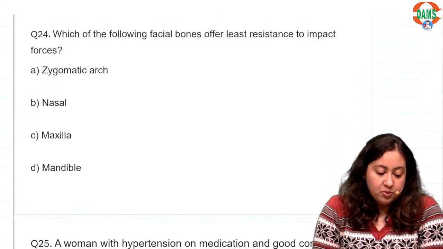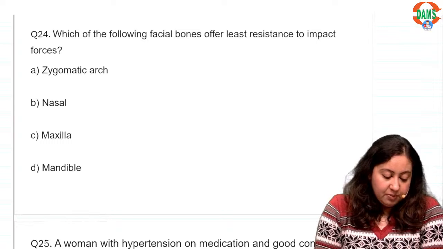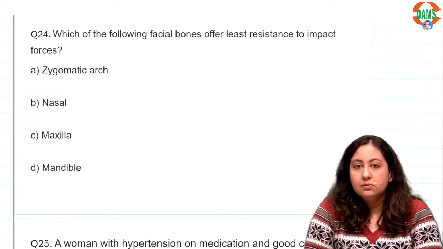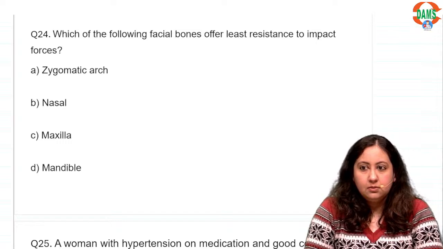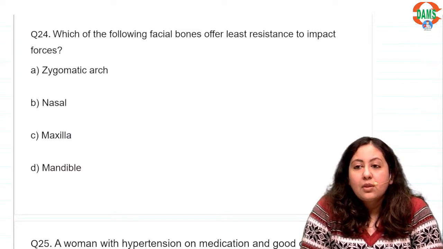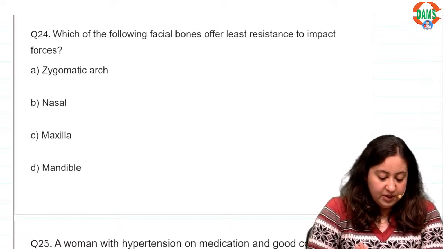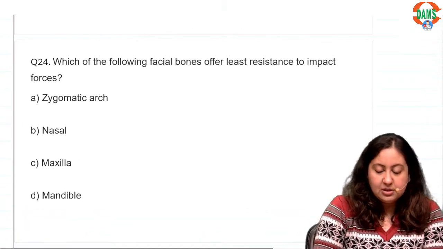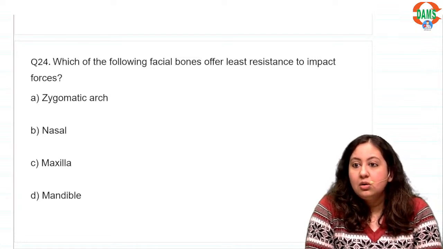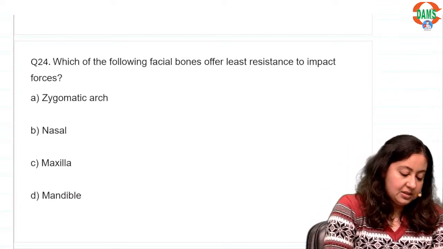Which of the following facial bones, question number 24, offers least resistance to impact forces? A, zygomatic arch; B, nasal; C, maxilla; D, mandible. Very good. Please tell me the answer to this question quickly. We are just remaining with a couple of more questions. Then we'll wind up the session because you have another session also. Yes, the correct answer is nasal.